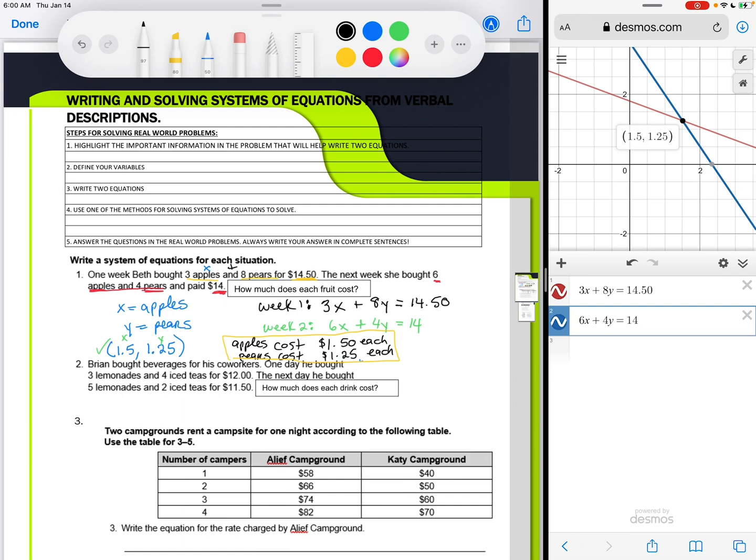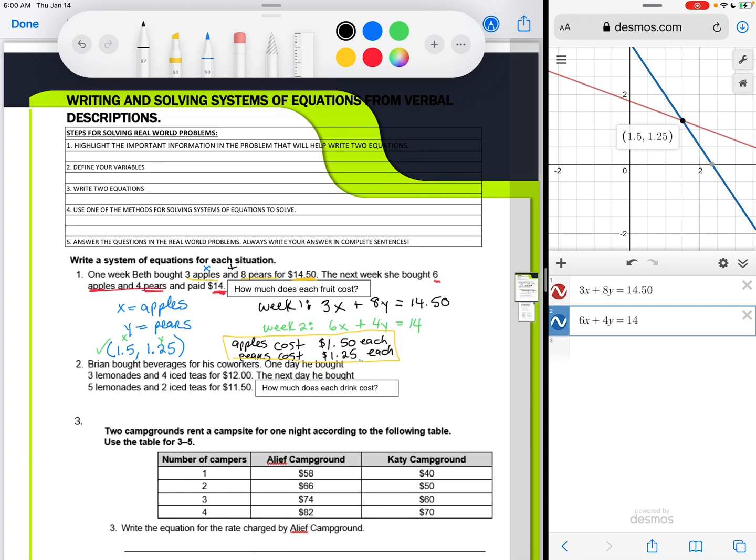Okay, so we're back. It says Brian bought beverages for his coworkers. One day, he bought 3 lemonades and 4 iced teas for $12. The next day, he bought 5 lemonades and 2 iced teas for $11.50. How much does each drink cost?